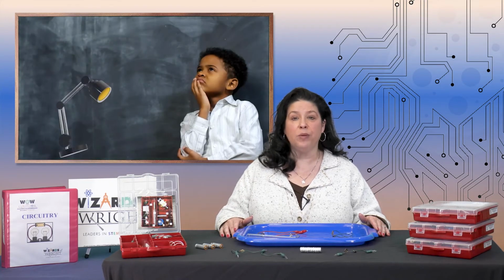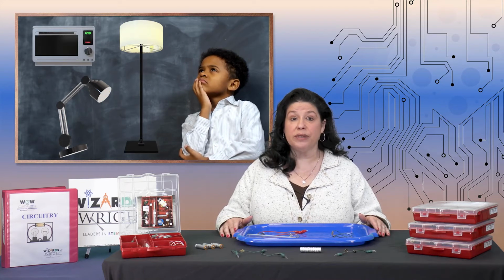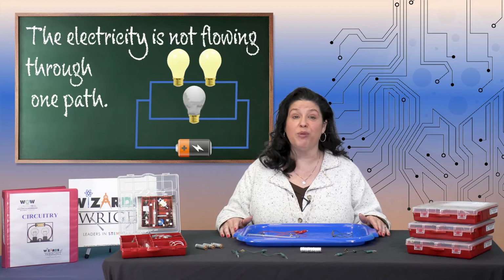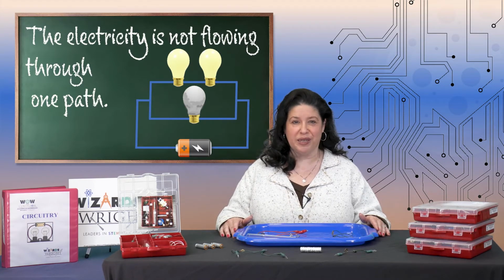Think of all the light bulbs and appliances in your house. If one light bulb stops working or burns out, everything else can stay on because the electricity is not flowing through one path. This is because your house is wired with parallel circuits.